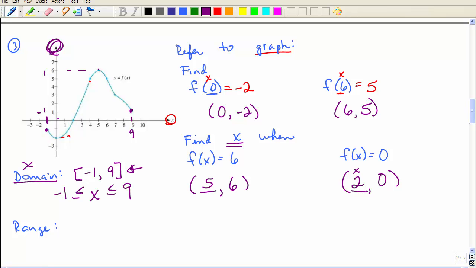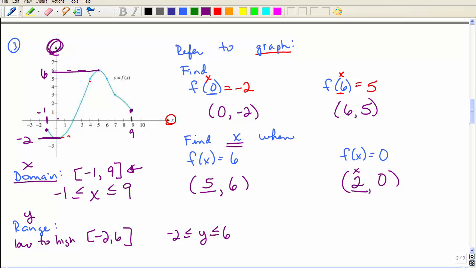All right, range is the y, and the most complicated part about this is that you want to go from bottom to top. You want to go from low to high. So the lowest the graph goes looks like negative 2, and again, we're looking at the y values all the way up to positive 6. And another traditional way to write that would be with your inequalities. But again, please use the interval notation.